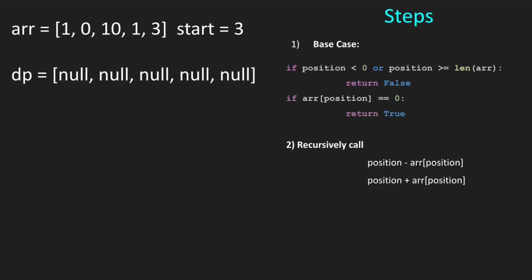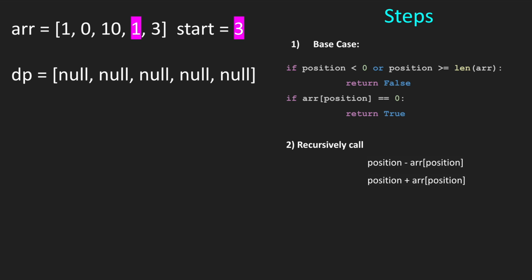That's our base cases. The next step is that we recursively call to the left and recursively call to the right to see whether or not we can find the index with the value 0. So let's go step by step. In this case, our starting index is 3, so we start from index 3, and the first thing we do is jump one step to the left, right? Position minus the value of that array.